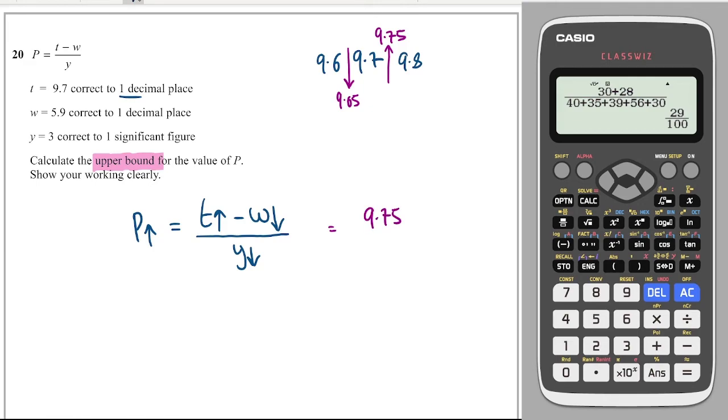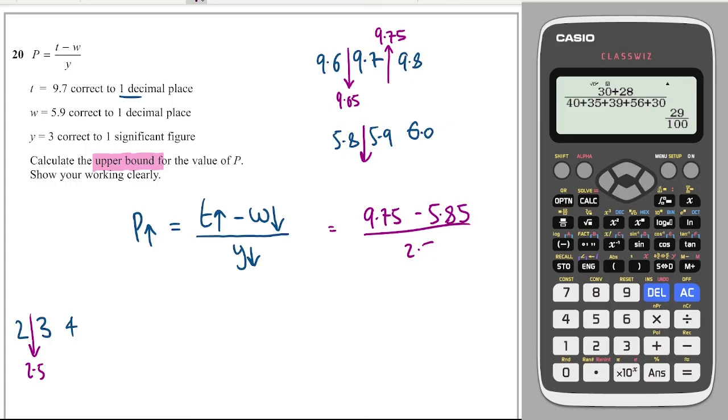Let's look at W. I'm going to put 5.9 there. Again, one decimal place, so I can go just one either side, like this. I'm looking for the lower bound, so that's found in here, and that will be 5.85. And then finally, I've got Y, which is 3. So 3, I'm only allowed to use one figure, so 2 that way, 4 that way. And I'm looking for the lower bound, so it's between these two, so it's 2.5.